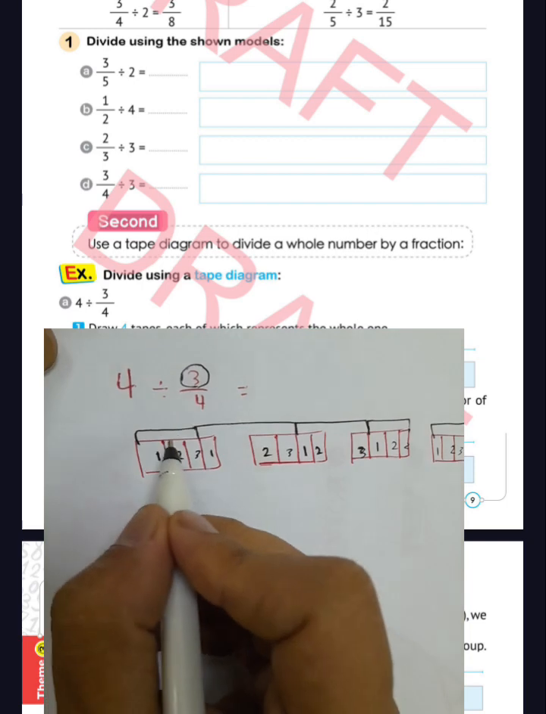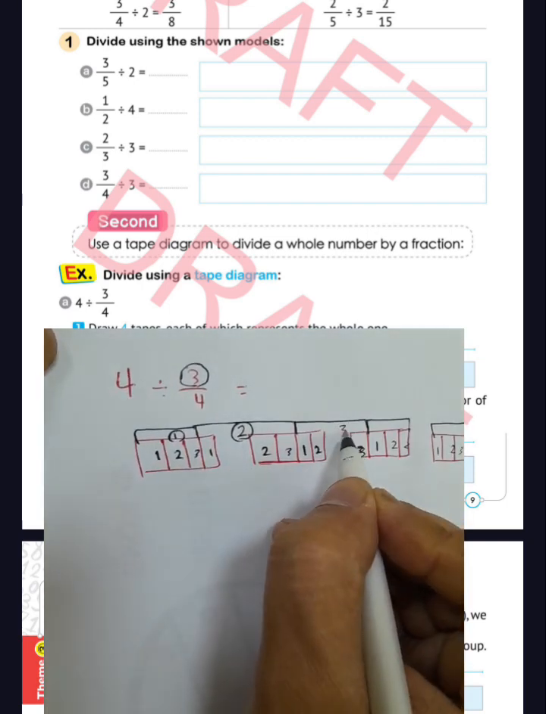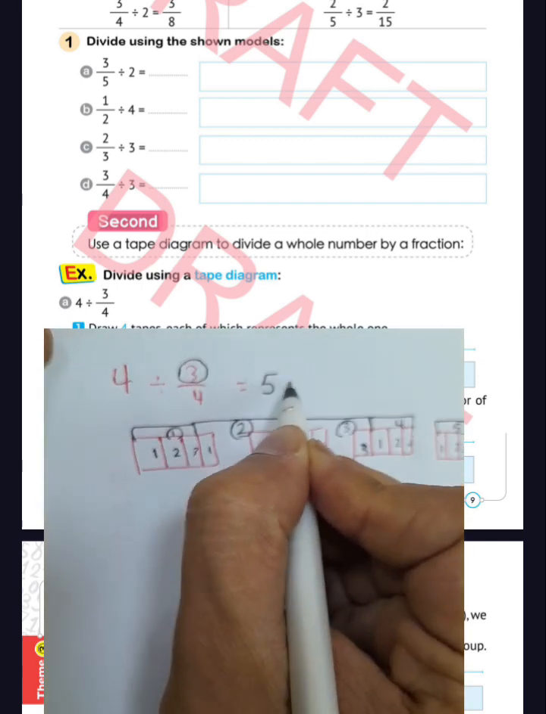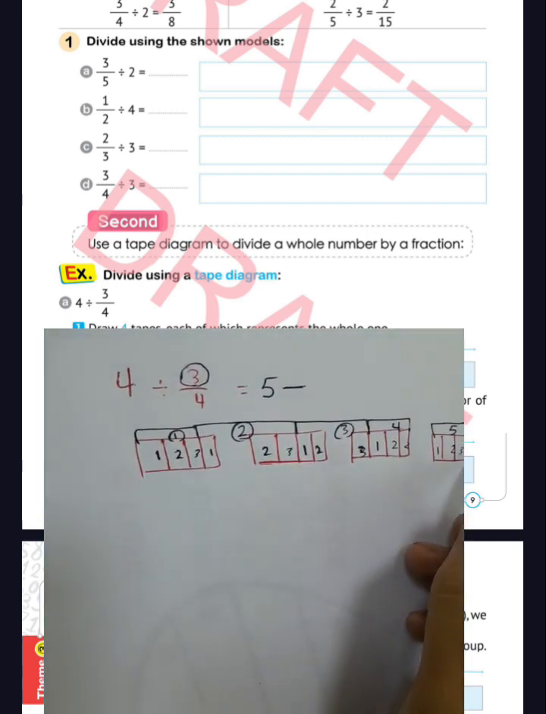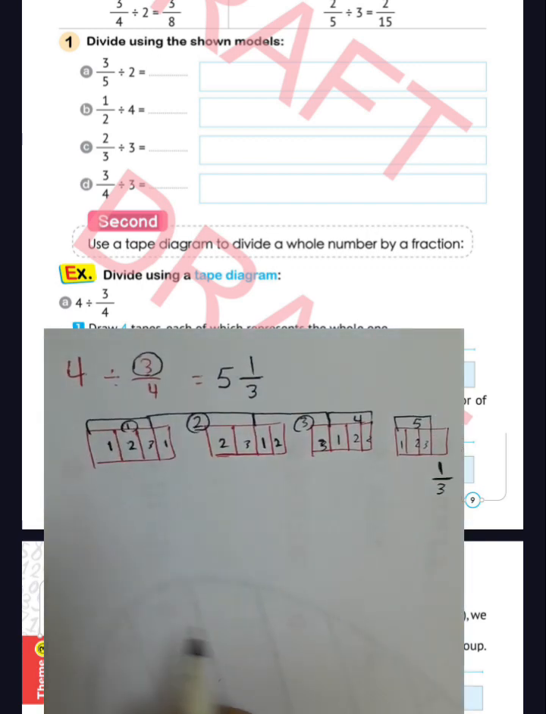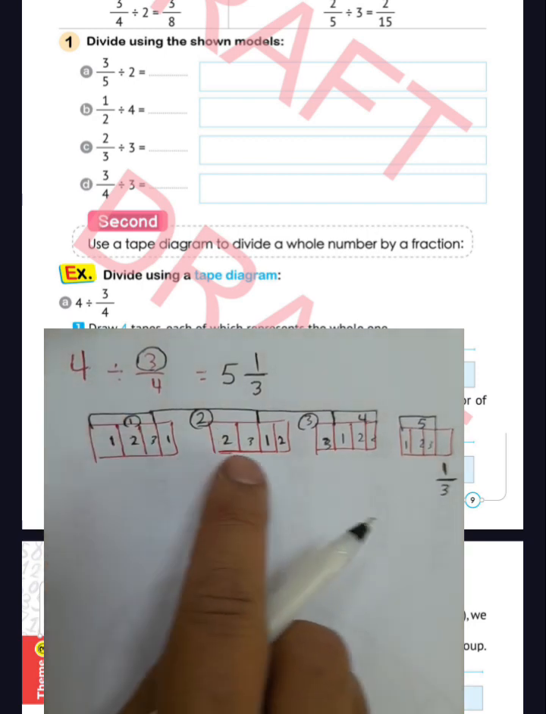Then we have what? One group, two, three, four, five. We have five groups, right? Five here. And the remainder, one part from how many parts? One, two, three. Right, 1/3. Okay. Again, we will draw models, four models: 1, 2, 3, 4.